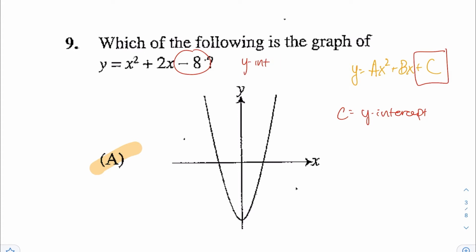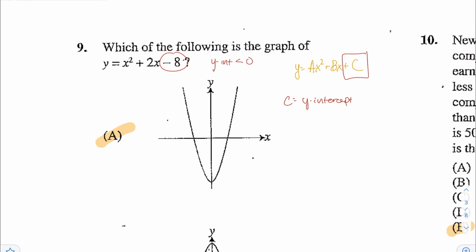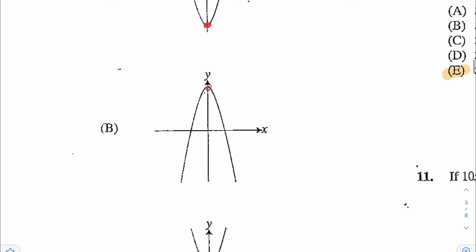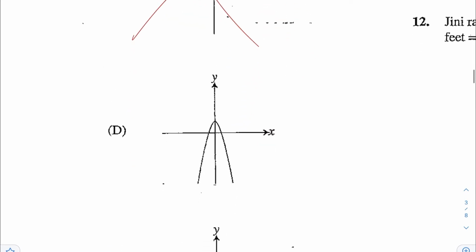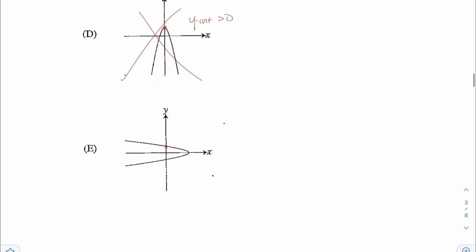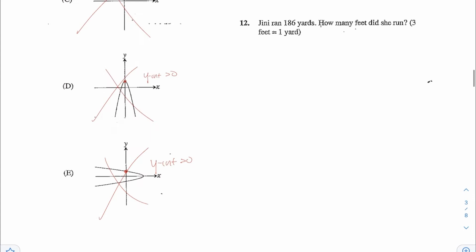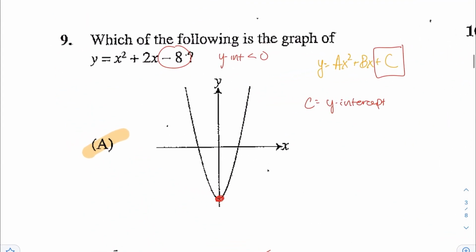So the y-intercept is negative, so it needs to cross the y-axis below the x-axis, which for choice A, that's true. For choice B, it's above. So the y-intercept is positive here, which is wrong. Same for choice C. The y-intercept is a positive number, which can't be correct. And same for choice D. The y-intercept here is also positive, so that's wrong. And for choice E, the y-intercept is also positive. So again, that is wrong. So from there, we actually use process of elimination. It has to be choice A.